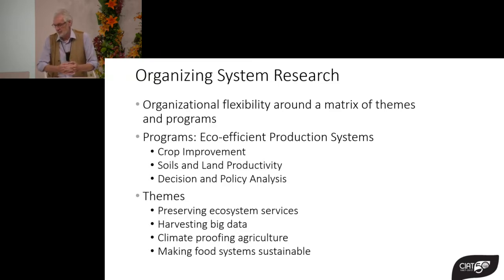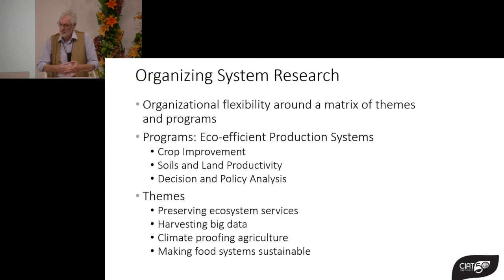And finally, thinking about this continuous question of how to organize systems research, it necessarily has to be done in some type of matrix approach, and a matrix approach that allows sufficient flexibility and interaction between the cells in that matrix. So the current program organization of CIAT is this. We have three principal programs that come out of the evolution of the research of the center: crop improvement, still, soils and land productivity, and decision and policy analysis. Those are the research programs, and you saw some of those yesterday.